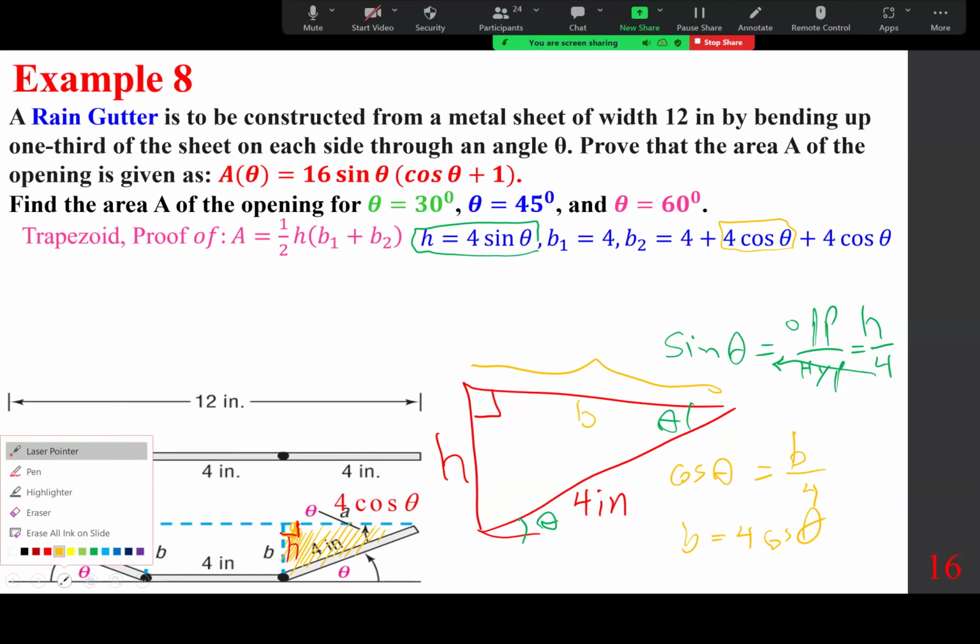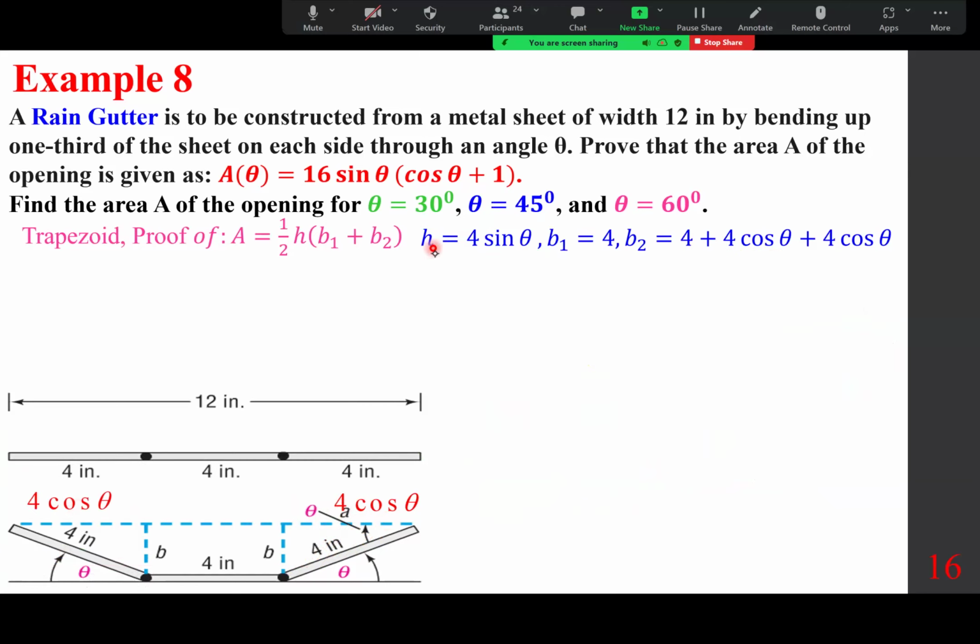So now let's clean up my work. So the height is 4 sine theta. B1, the smaller base, is 4. B2, the larger base, from let's call this point A. Let's call this point B. And so B2 is AB. So it's this large base.